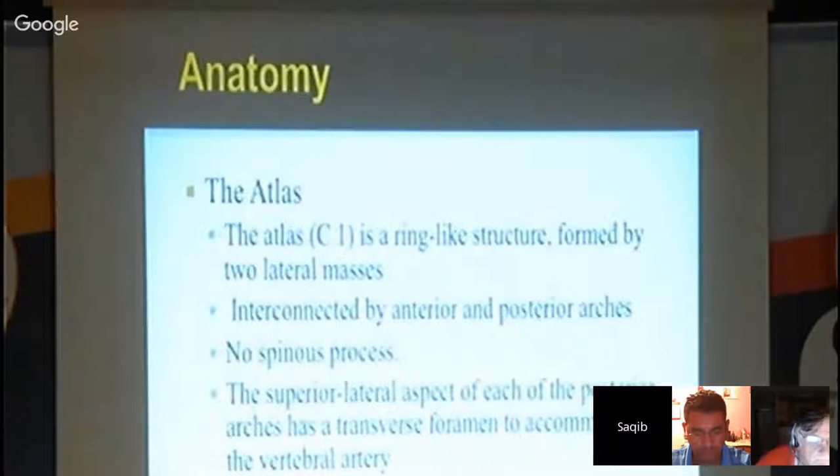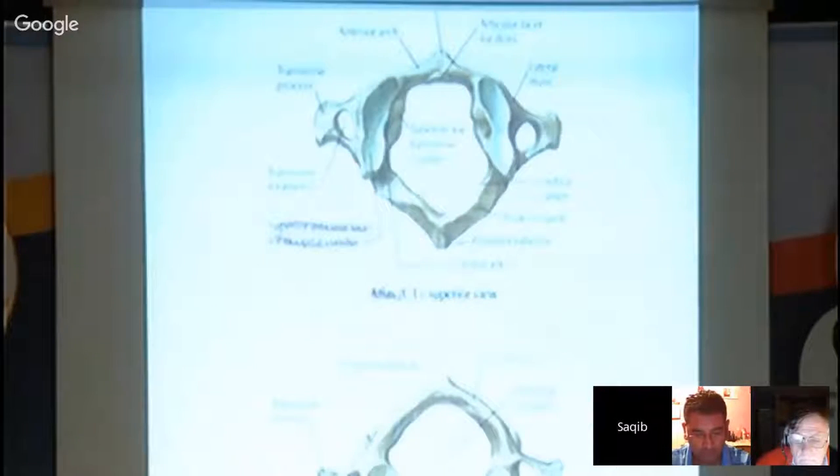So atlas, we have talked about this in anatomy, just briefly going to revise, it's always good for us. C1 is a ring-like structure formed by two lateral masses interconnected by anterior and posterior arches. So there are only arches going on both sides, like a house which doesn't have a roof, doesn't have walls. It's got no spinous process. The superior lateral aspect of each of the posterior arches has a transverse foramen to accommodate the vertebral artery. And what we have here is basically the articular condyle on both sides, anterior and posterior arches, and you've got a transverse foramen, where exactly the vertebral artery can go through.